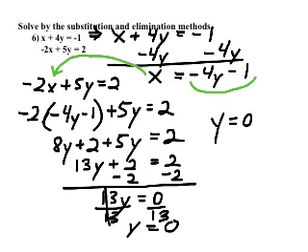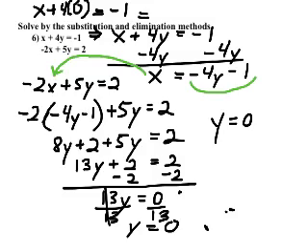We plug this into one of the equations. So we plug it into the first equation, into this x plus 4y equals negative 1, would be x plus 4 times 0 equals negative 1. You see that 4 times 0 becomes 0. This becomes x equals negative 1. So we have our ordered pair is negative 1, 0.